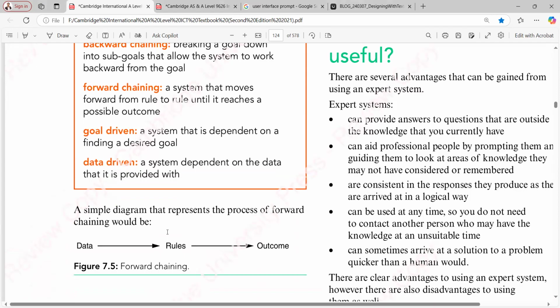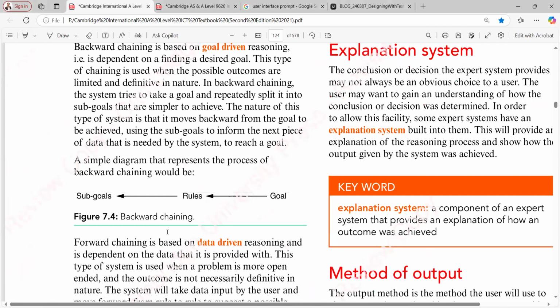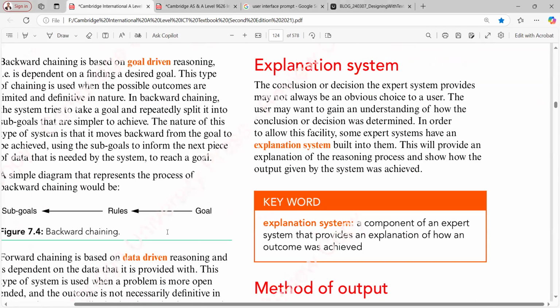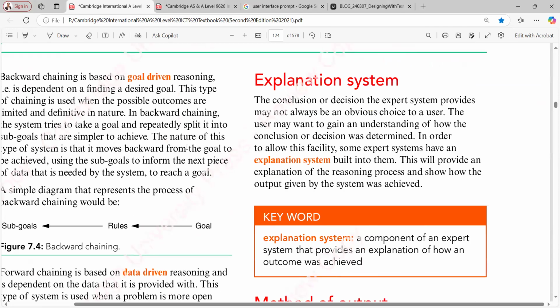These are the diagrams for the forward chaining. And the last is an explanation system. The explanation system is the part that is based upon the conclusions or the decisions that the expert system would provide. This may not always be an obvious choice to a user, because the user may want to gain an understanding of how the conclusion or decision was determined. In order to allow this facility, some expert systems have an explanation system built into them. So this provides you the reasoning, the process, of how it is achieved.